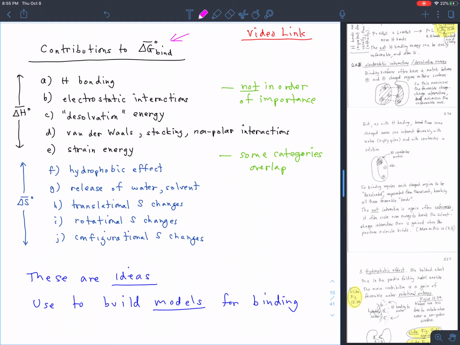binding, delta G bind. I've listed 5 different contributions that contribute to the delta H. That is, they are basically sticking types of contributions and can be endothermic or exothermic. They lead to formation of bonding kinds of interactions, sticking kinds of interactions, weak bonds usually. When I say bonding, I don't mean chemical bonding, but weak sticking interactions. Another 5 contributions contribute to delta S of the binding interaction.